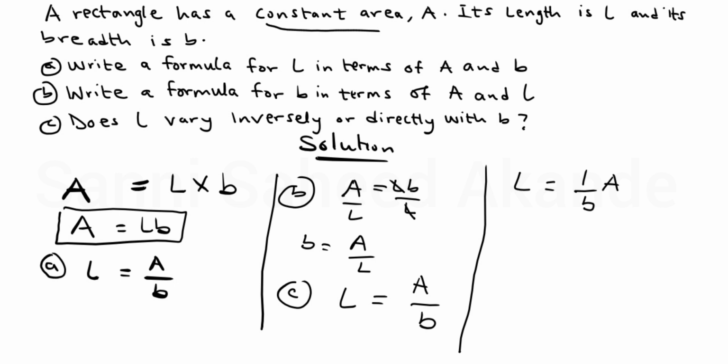Is that understood? So having expressed L like this, then we can conclude that L varies inversely, okay, inversely with B. Understood? So as simple as that. So this is how to answer this type of question anytime you come across it.